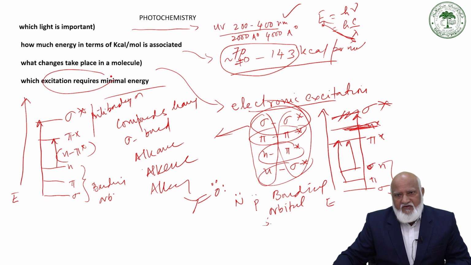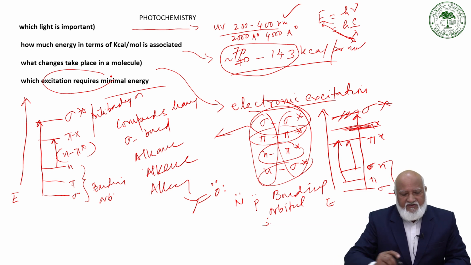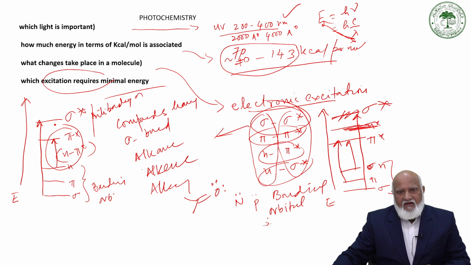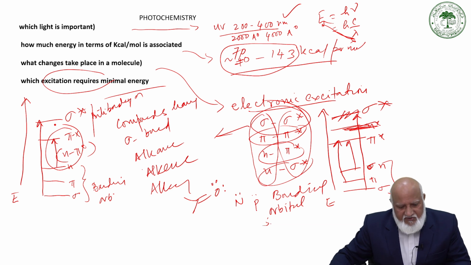Then which excitation requires minimal amount of energy? This excitation, n to pi star, requires minimum energy for the excitation, because you can see the energy gap is very little. And which excitation requires maximum energy? Sigma to sigma star requires maximum energy.